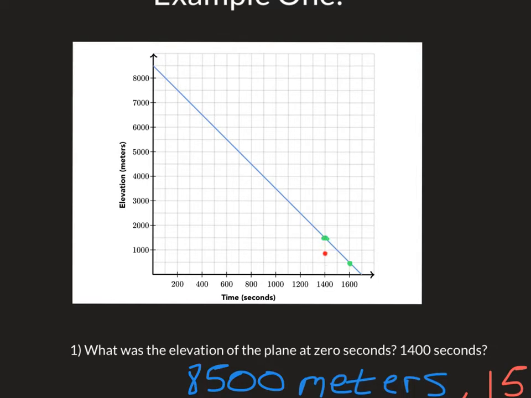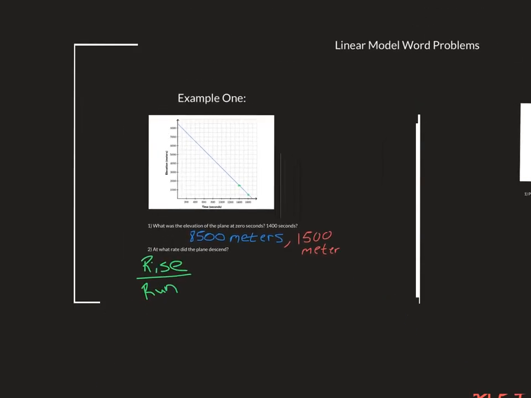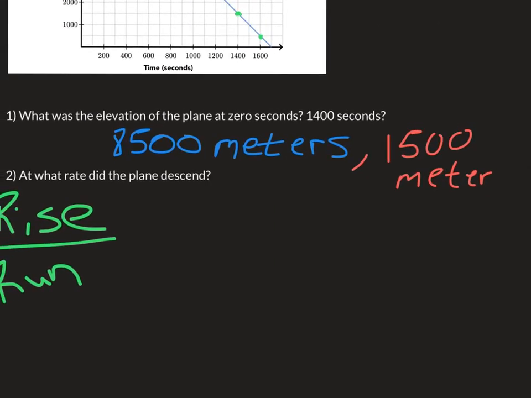2 blocks, right? However, it's not just 2. It is 2 blocks, but remember, each block in this one is 500 meters. So we're actually going down 1,000 meters for our rise. So we're going to go back to where we were, and write down what our rise was. And our rise is negative 1,000.